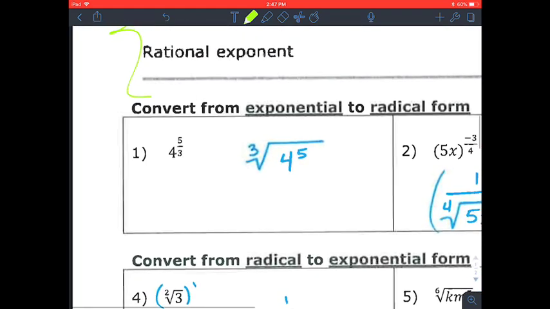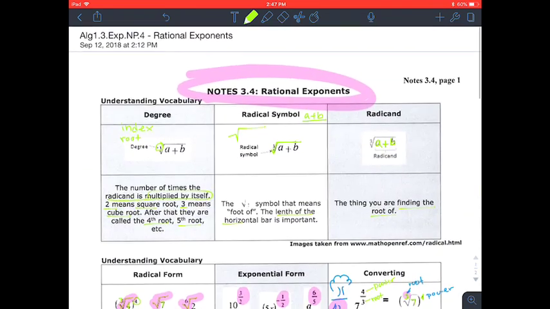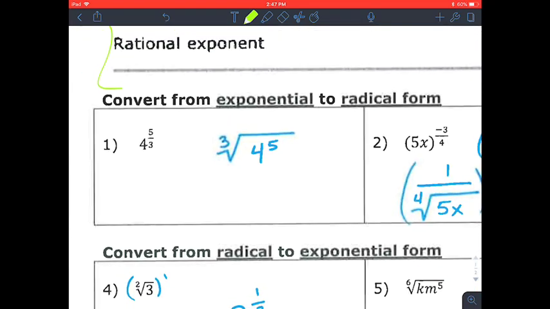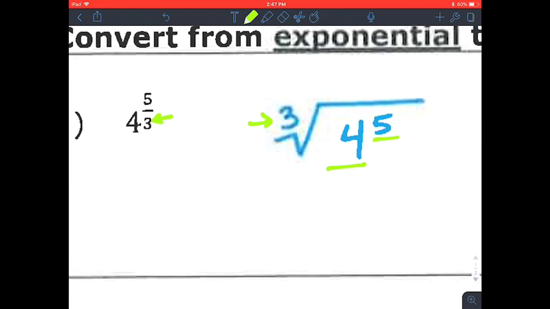So if we're looking at our first one, exponential to radical form. 3 is my root, so it goes with the radical symbol. It's a cube root. 4 stays inside my radicand, and then I have the 5 as the power because it's sitting on top. I also could have written this as the cube root of 4 raised to the 5th power. Those are exactly the same.